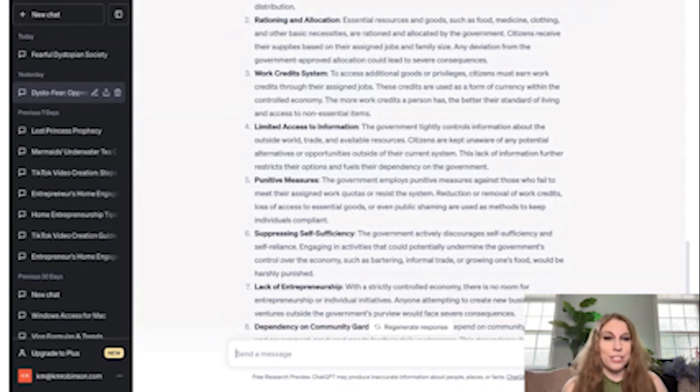The more work credits a person has, the better the standard of living and access to non-essential items. So you all have the same basic living, and then you can work harder at specific jobs that you are assigned, and that kind of creates a caste system in what we have to be looking at inside of the society. There's a lot that you can do. It goes on for limited access and punitive measures and suppressing self-sufficiency and lack of entrepreneurship.